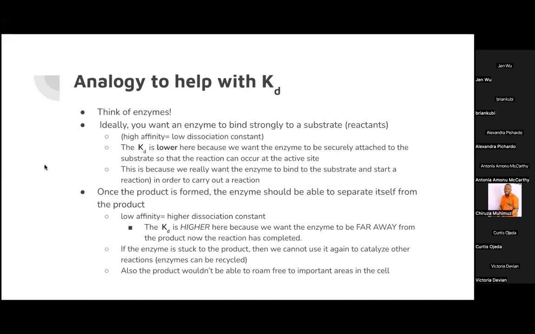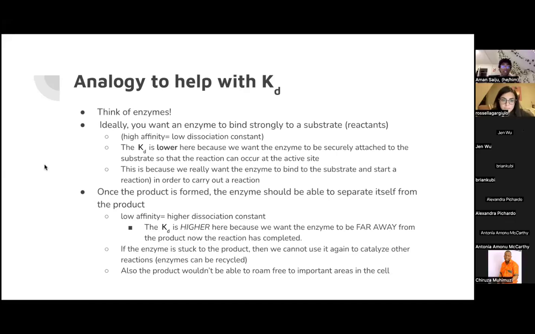So the KD between the enzyme and the substrate is really low because you want the enzyme to quickly pick up the substrate and securely hold on to it. But as soon as that substrate is turned into product through whatever catalytic activity, you want it to spit out the product, right? You don't want it to stay holding onto that product. So the KD between the enzyme and the product should be much higher because you want the enzyme to spit out that product and kick it out. Right? Does that make sense?